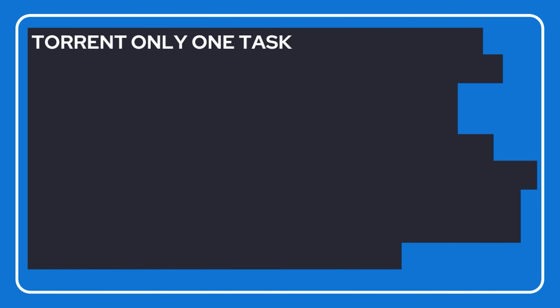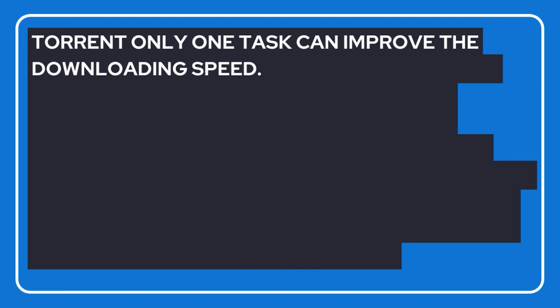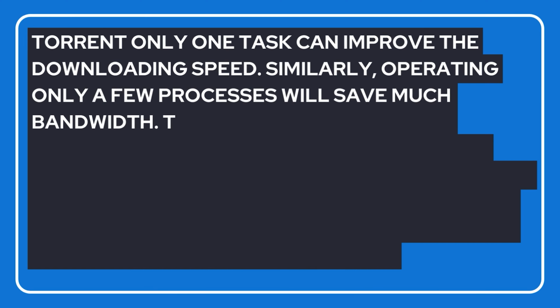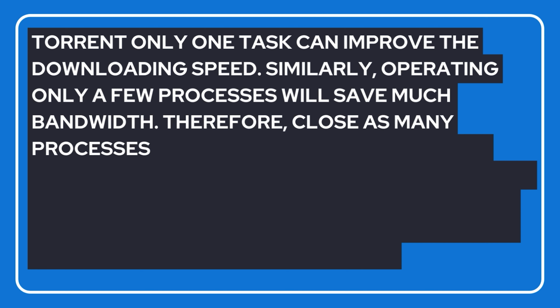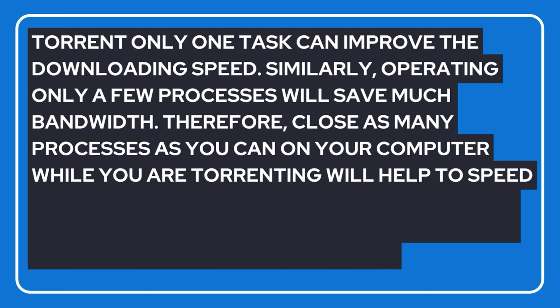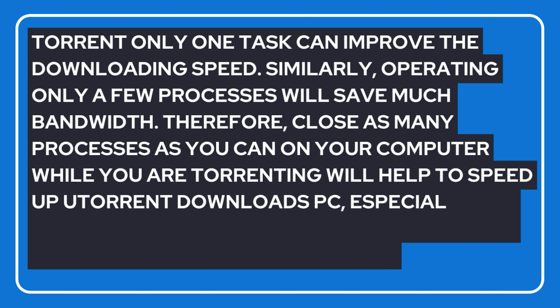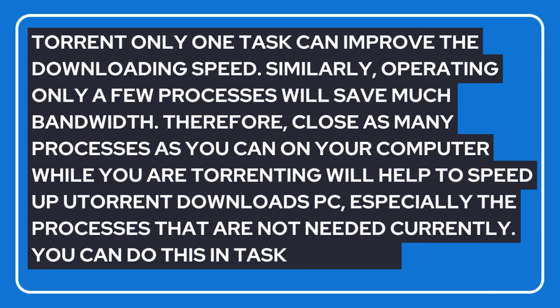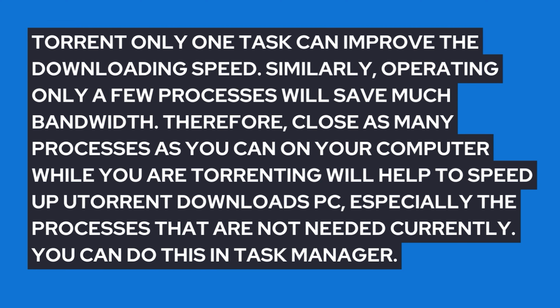Only one task can improve the downloading speed. Similarly, operating only a few processes will save much bandwidth. Therefore, closing as many processes as you can on your computer while you are torrenting will help to speed up uTorrent downloads on PC, especially the processes that are not needed currently. You can do this in Task Manager.